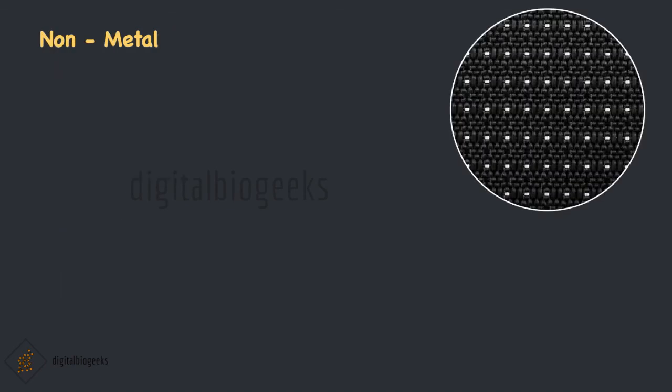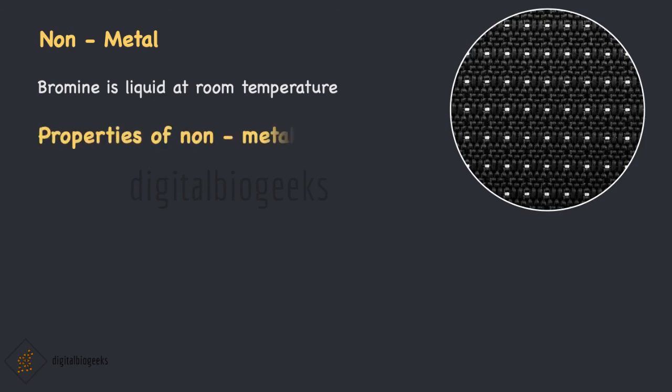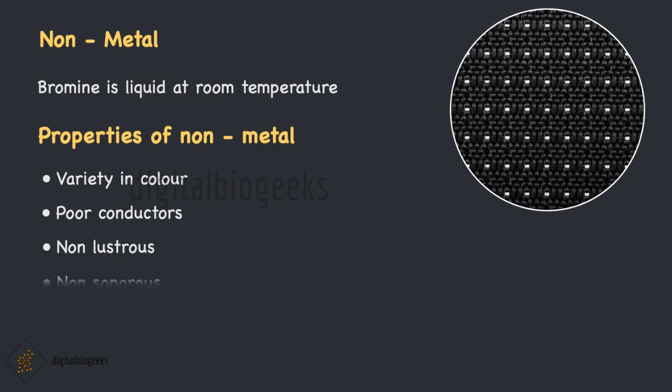Examples of non-metals are hydrogen, oxygen, iodine, carbon, bromine, chlorine, etc. You can see in the picture carbon fibers. Bromine is a non-metal which is liquid at room temperature. Let us see what the properties of non-metals are. They display a variety of colors. They are poor conductors of heat and electricity. They are not lustrous. They are not sonorous. They don't have the property of malleability.